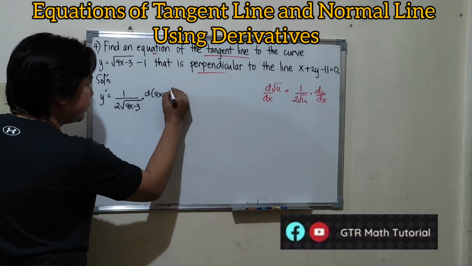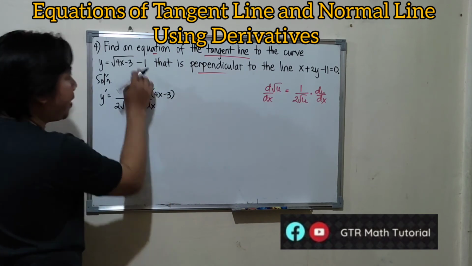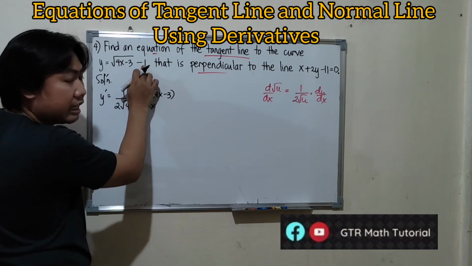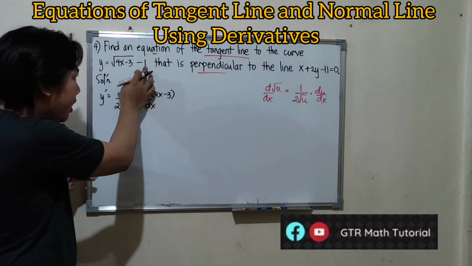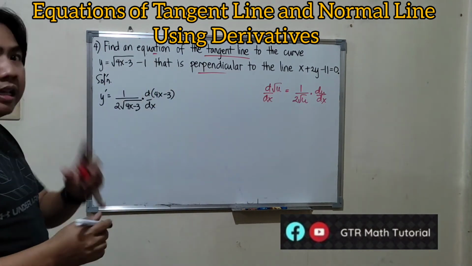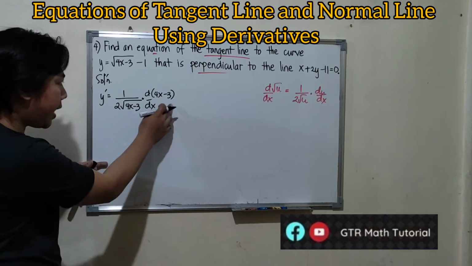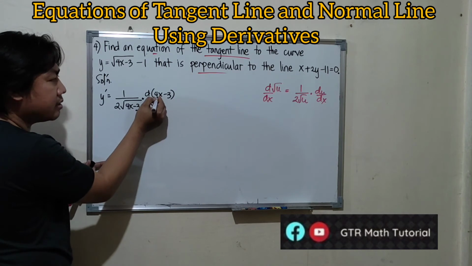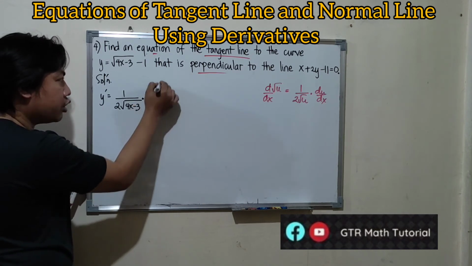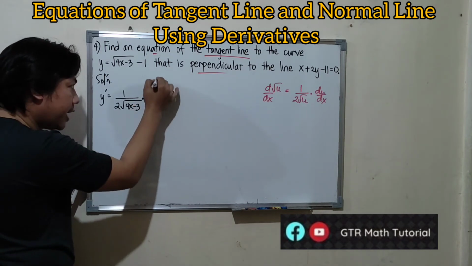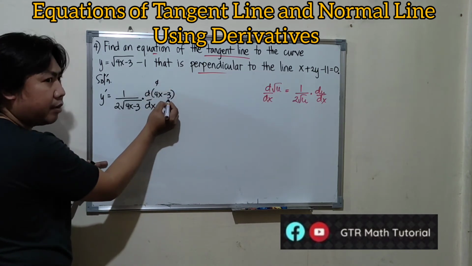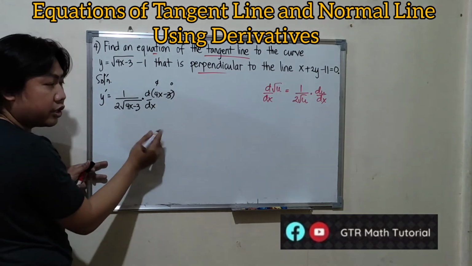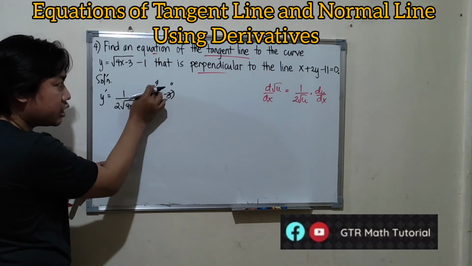with respect to x. Minus, so we have a constant, minus the derivative of a constant, so that is 0. So no need to write the derivative of negative 1 since that is 0. So simplify or get the derivative. So the derivative of 4x, dito na lang natin isulat, the derivative of 4x is 4, and the derivative of negative 3 is 0. Okay, so therefore the derivative of 4x minus 3 is only 4.